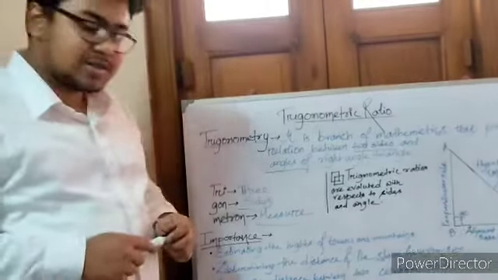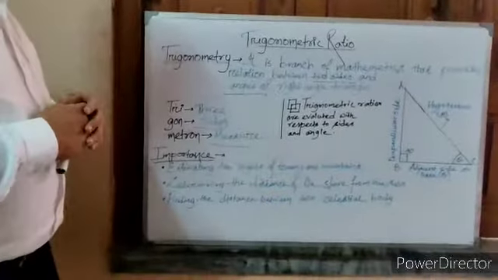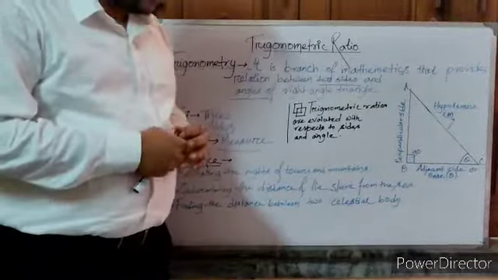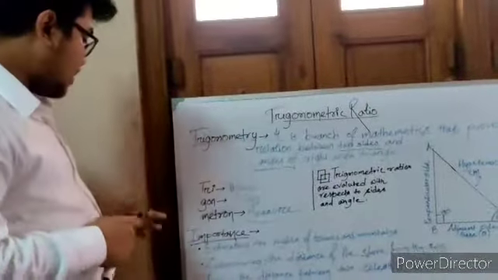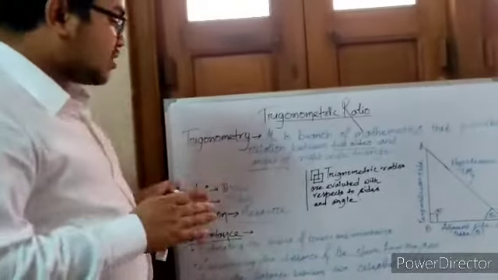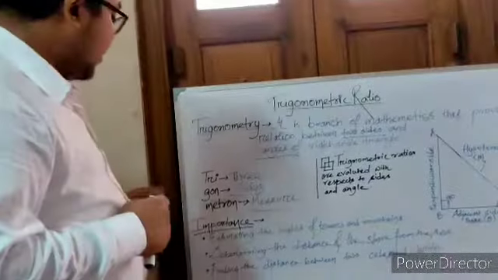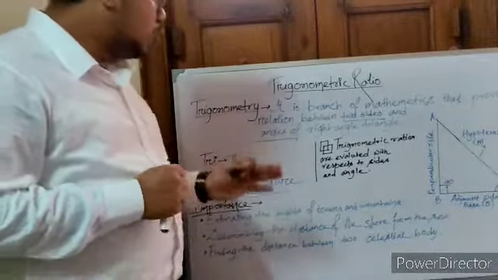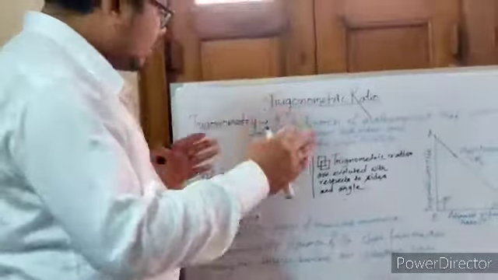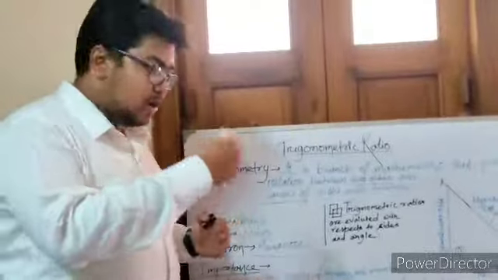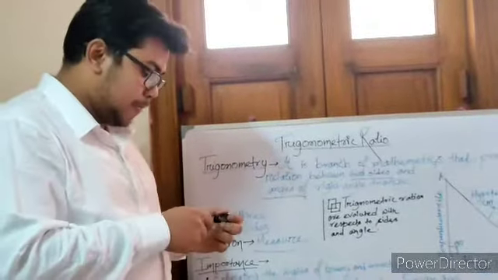And what is the importance? The importance of the trigonometric ratios is estimating the heights of the towers and the mountains, determining the distance of the shore from the sea, and also finding the distance between two celestial bodies. And after this, when we learn more, we can prove it.